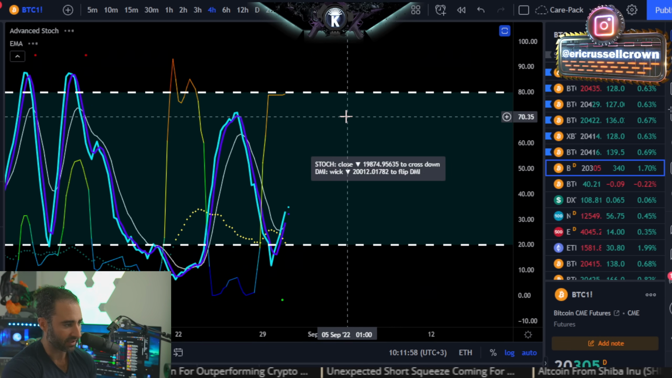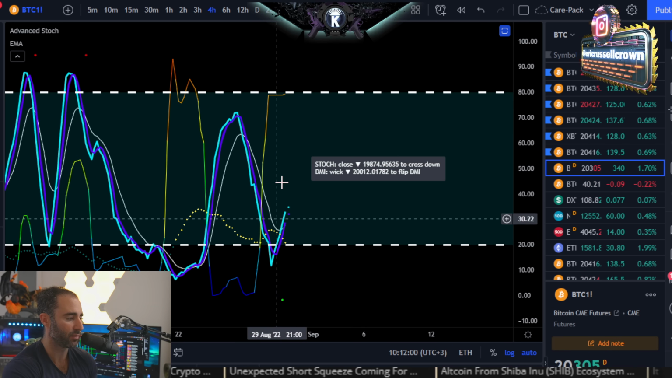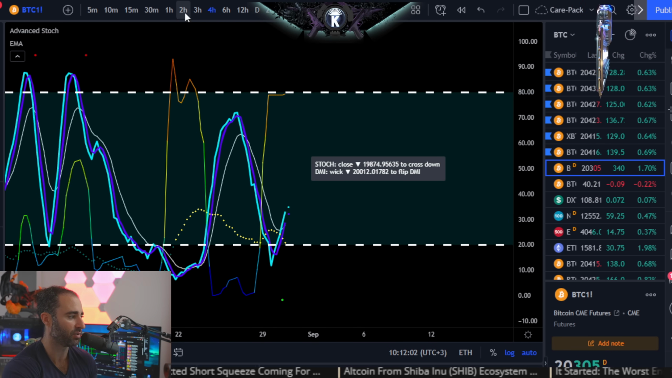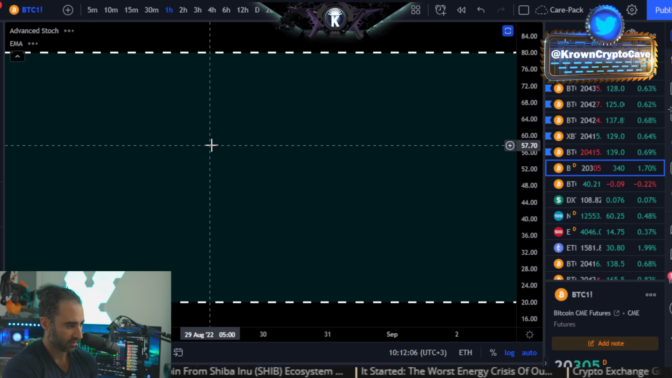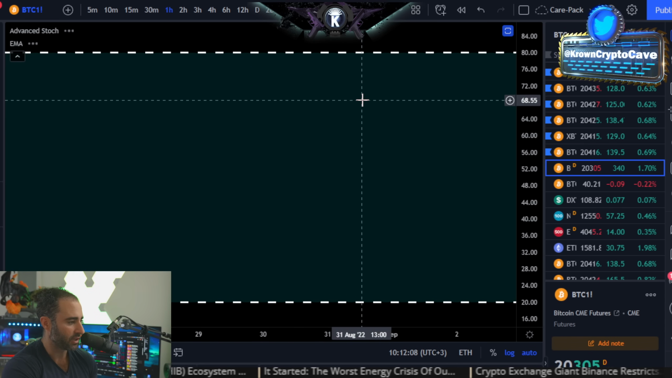4-hour, same thing. If we can load it, 19,900. Momentum remains to the upside for, again, a corrective play. And then hourly is probably going to be to the downside, I'm going to guess. Let's see it. Come on, load me, baby.